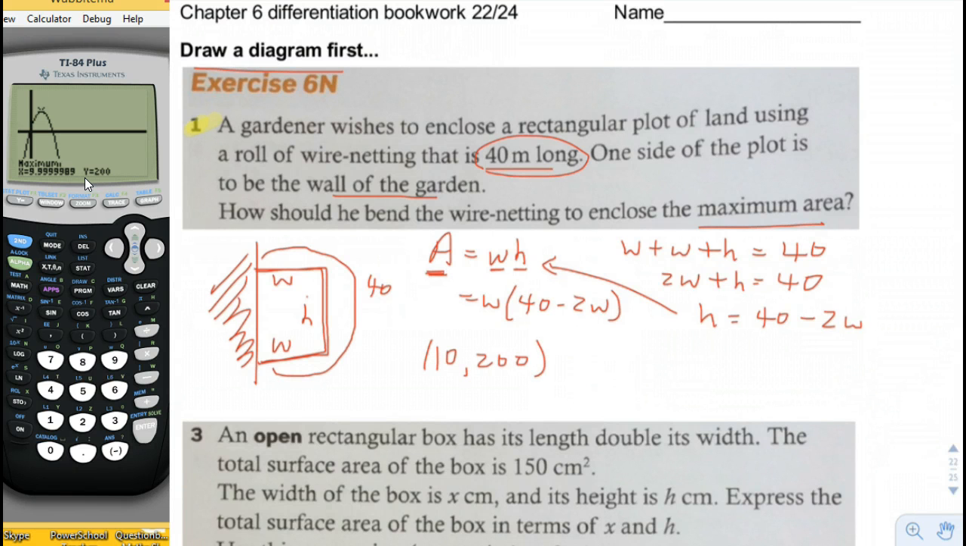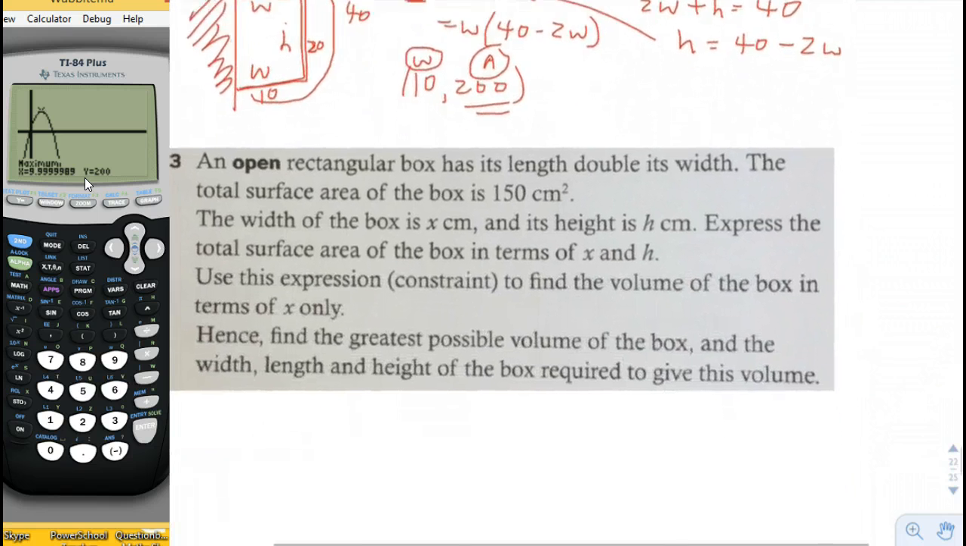Okay, and what was this again? This was W and this was A, right? So how should he bend the wire netting to enclose the maximum area? Well, the W should be 10, and the H should be 20. That would give you an area of 200, which apparently is the maximum possible one. Okay, we'll go to number 5.